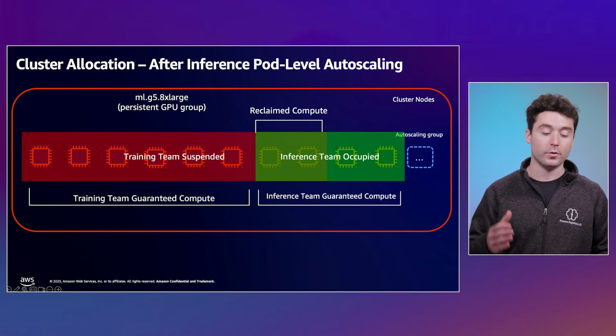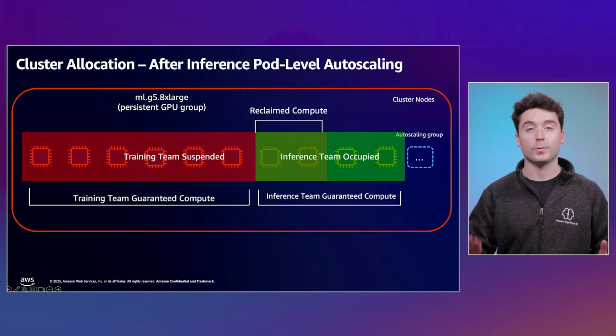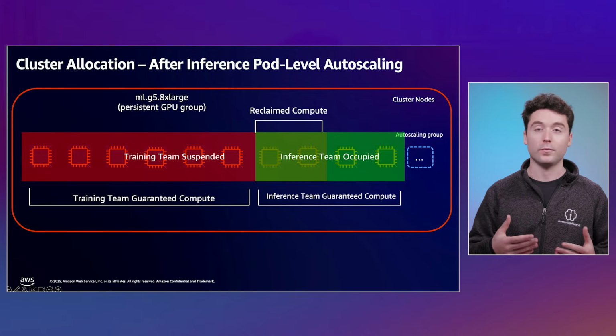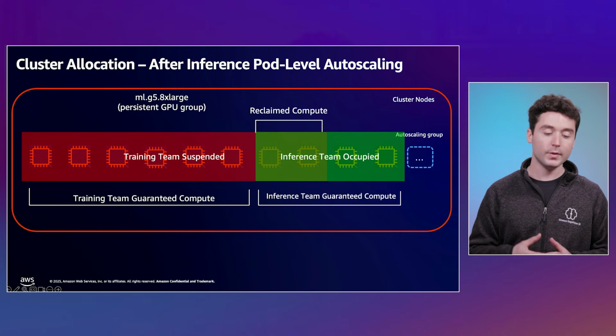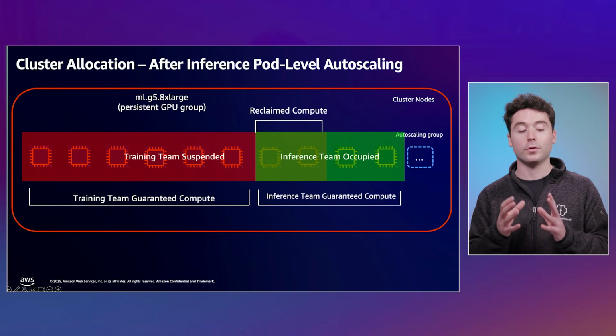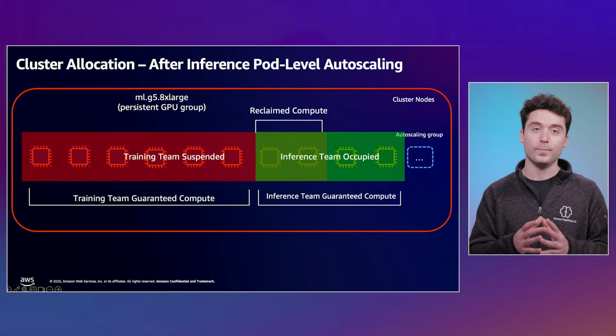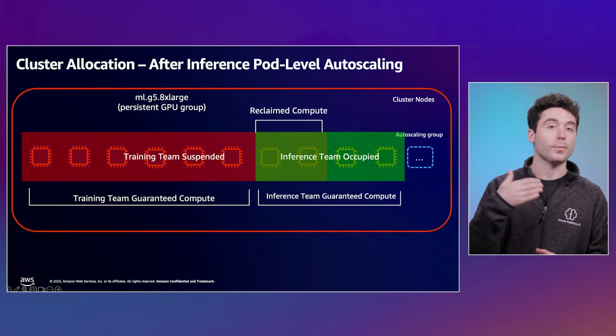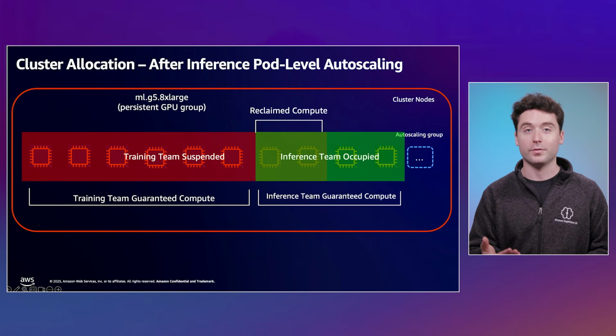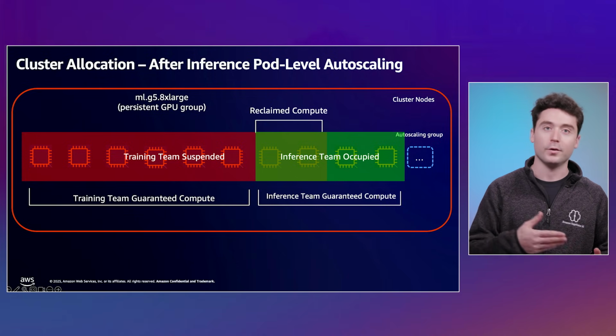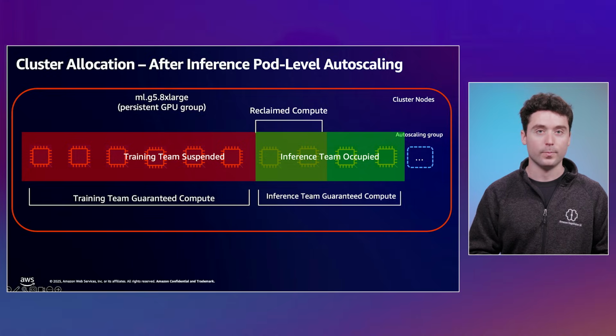When it goes back down and the deployment realizes that there's not enough requests for this amount of pods, then it will scale back down to 1 pod for that inference deployment, and the training team will then just automatically resume its job from the last saved checkpoint. It doesn't have to restart, it'll just auto-resume from that last checkpoint.